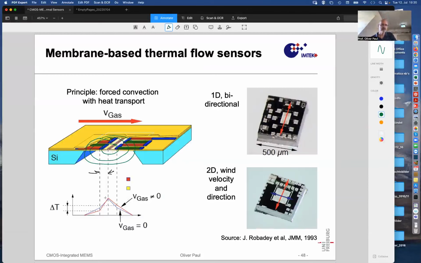Of course, at the heating position, the temperature is highest, and then the temperature goes down to this location, and it goes further down to T0 at the substrate. So this level would be T0 here, and then with gas flow, the left thermopile end is heated less, while that on the right is heated more. And that causes a temperature difference at these two ends here and here.